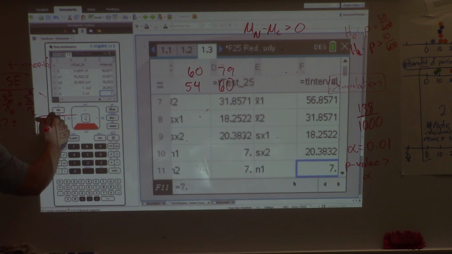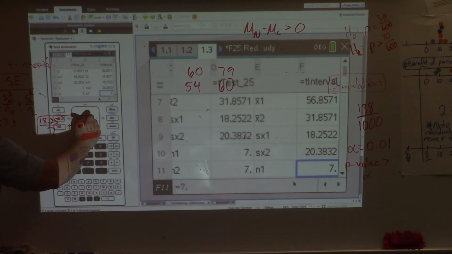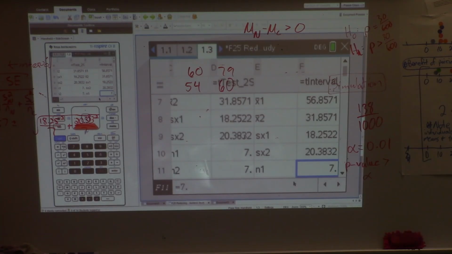18.25 squared divided by 7 plus 20.383 squared, all divided by 7. So I'm just pulling all that in. So I need to find that t star. How am I going to find this t critical value?